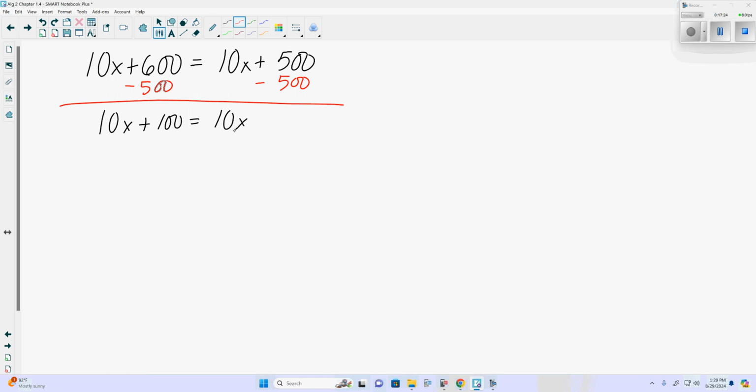Then what can we do? Minus 10x. On the left-hand side, our 10x minus 10x is 0, leaving us with 100, yes? The right-hand side would become, well, 10x minus 10x is, so that gives us what, 100 is equal to 0, yes? Is that possible?